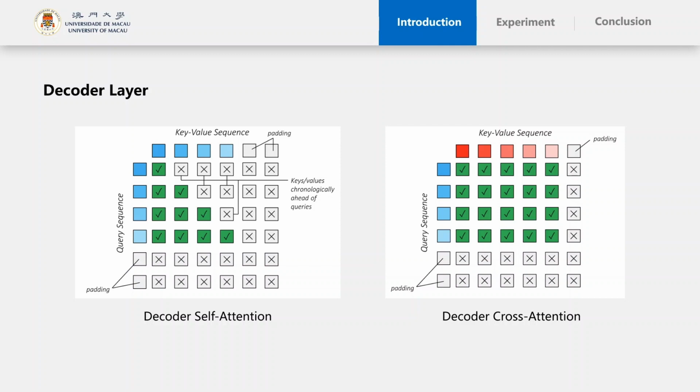In the cross-attention, the architecture of this part is the same as the encoder layer, and the only difference is that the query, key and value are different. The query in the decoder cross-attention is the embedding of the decoder token, and the key and value are the embedding tokens from the encoder layer. This is the only difference.